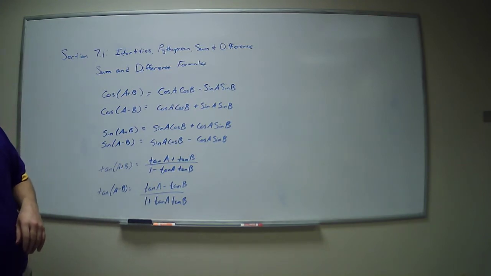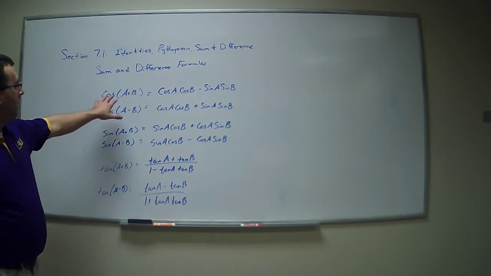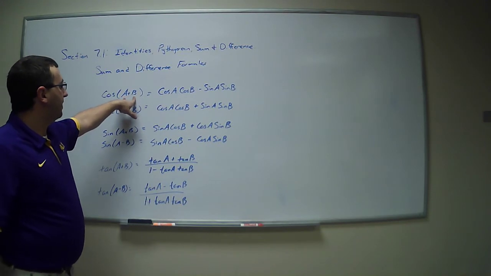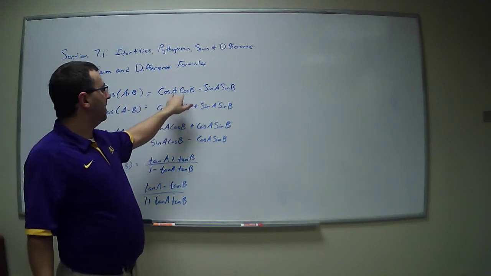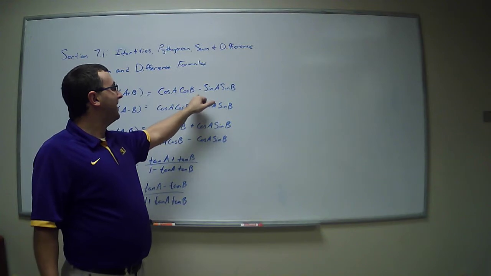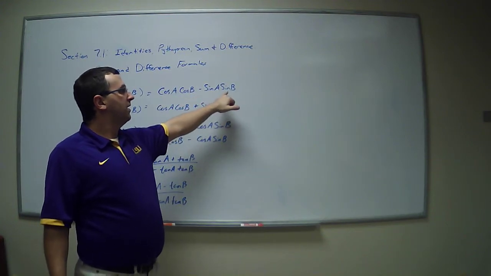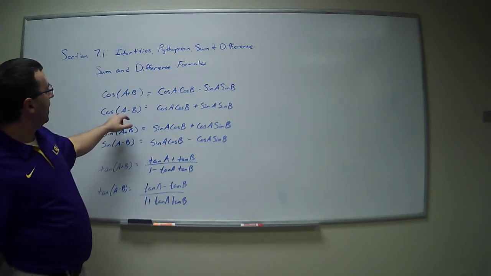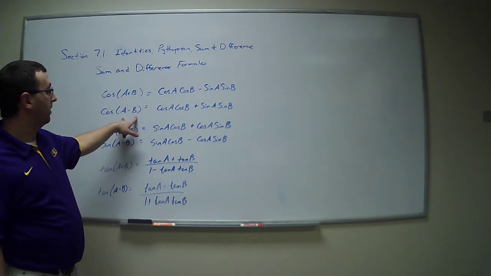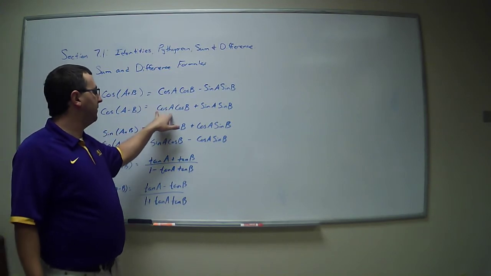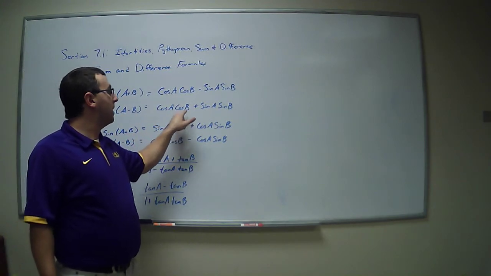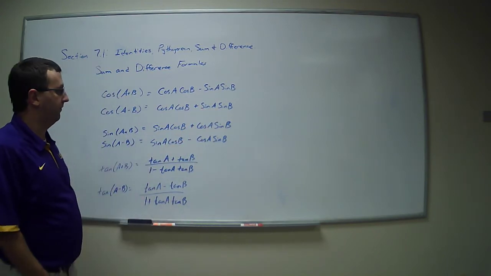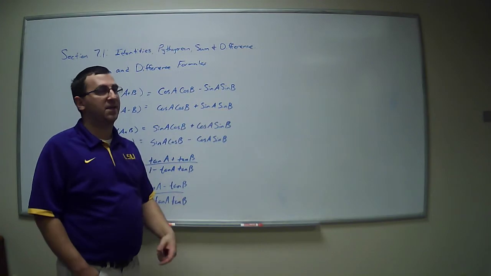So there are 6 sum and difference identities. Cosine of two angles added together, A plus B, equals cosine of your first angle times cosine of your second minus sine of your first times sine of your second angle. Cosine of two angles subtracted from one another is cosine of your first times cosine of your second plus sine of your first times sine of your second. Okay.